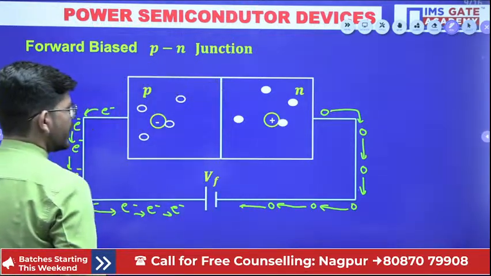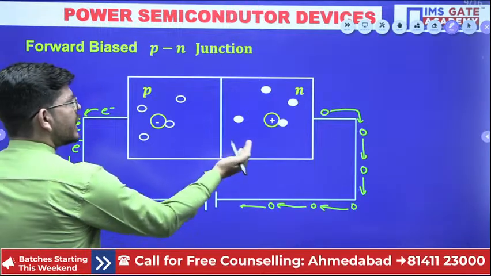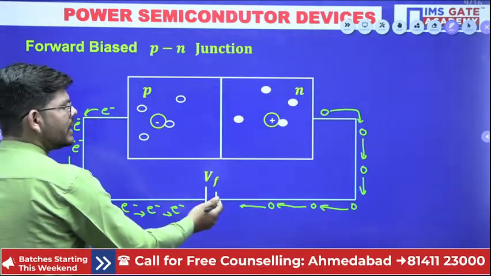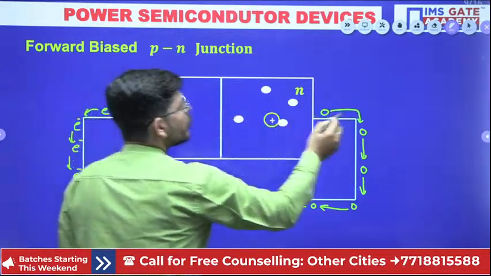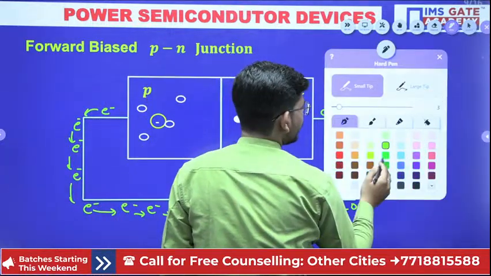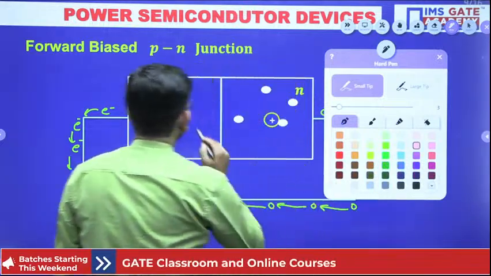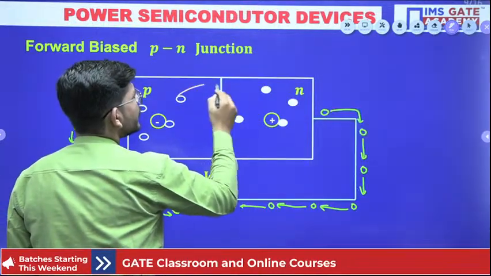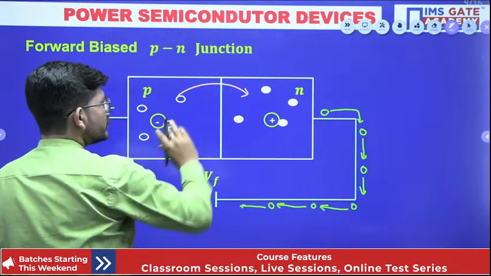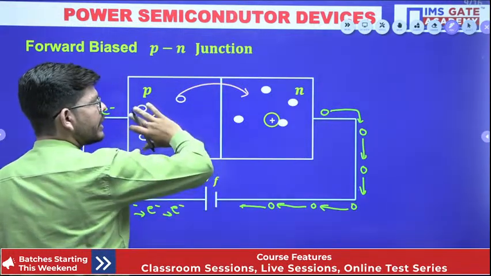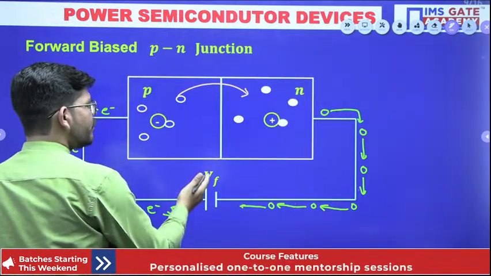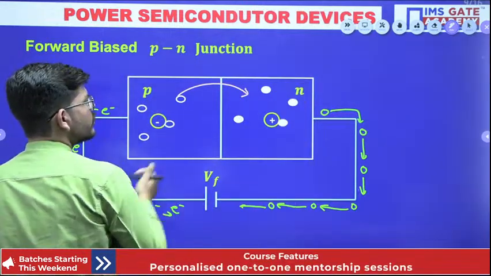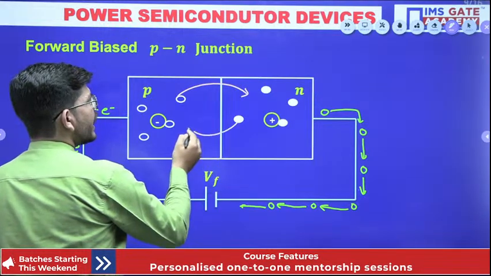So the positive terminal is attracting the electrons and the negative terminal is attracting the holes. So there will be holes moving from the P type wafer to the N type wafer here. These holes might be moving from P type to N type because this negative terminal is attracting the holes. So the hole movement is from P to N type, and since the positive terminal is attracting the electrons, the electrons will move from N type to P type.